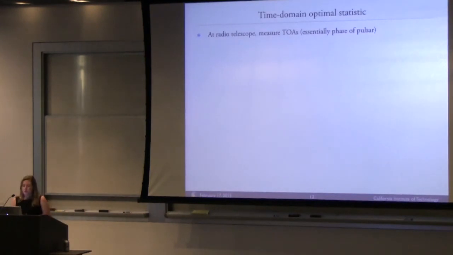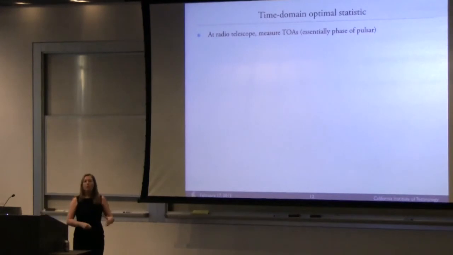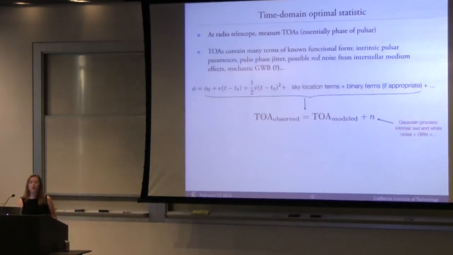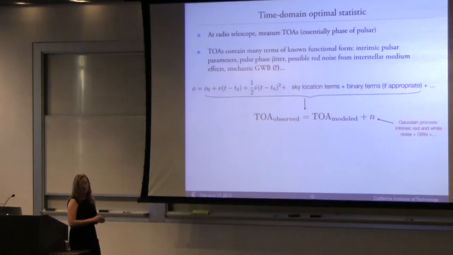Okay, so let's talk about how we get those timing residuals. It starts at the radio telescope. We measure pulse times of arrival. And basically, these TOAs, or times of arrival, they're basically the phase of the pulsar that you're measuring. And so you can actually try to approximate the phase of the pulsar by doing a Taylor expansion if you really wanted to. And it works okay, but then we have to account for all these other things we know about.